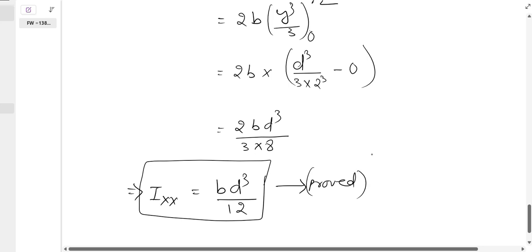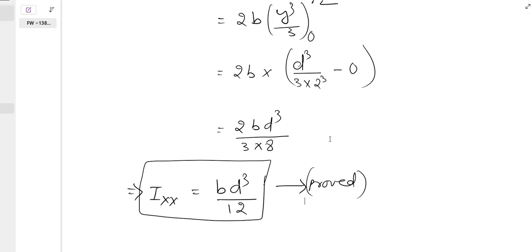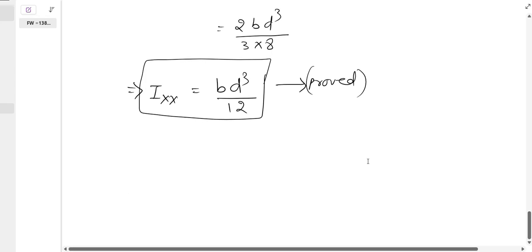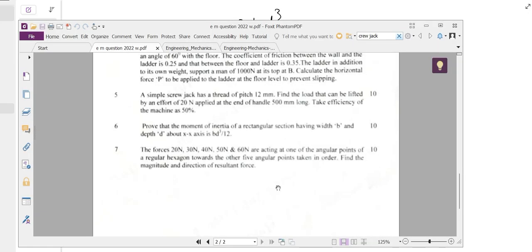So we have proved that the moment of inertia of a rectangle having width b, depth d, about an axis xx passing through the centroid is equal to bd cube by 12 when the axis is horizontal in nature. So next we will solve the last question, that is question number 7.